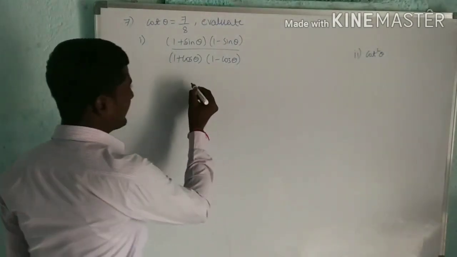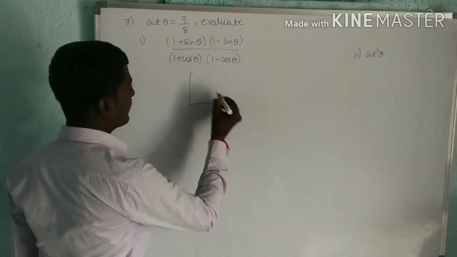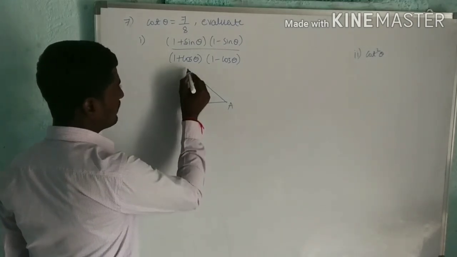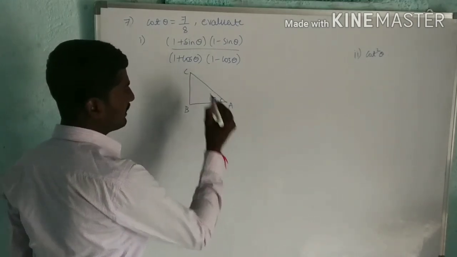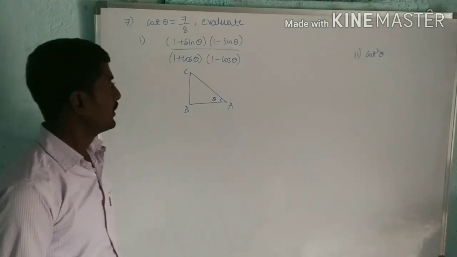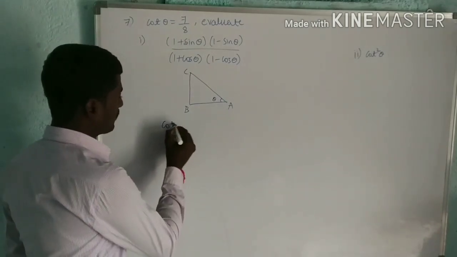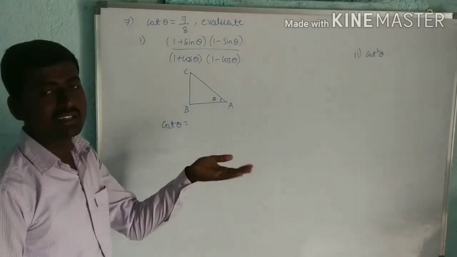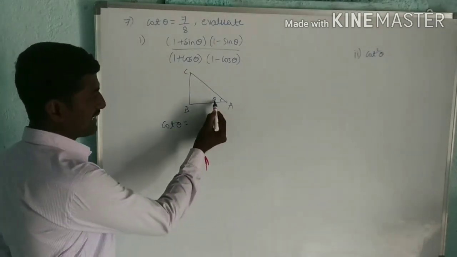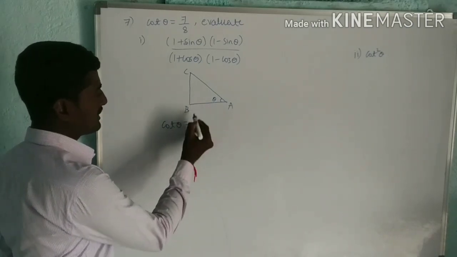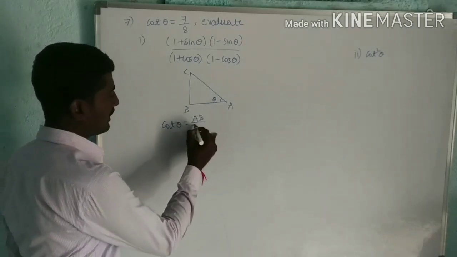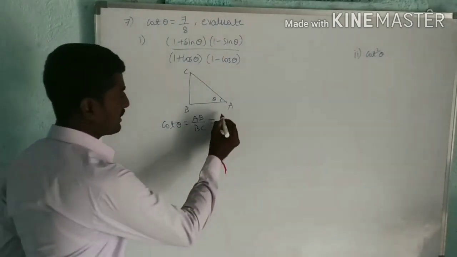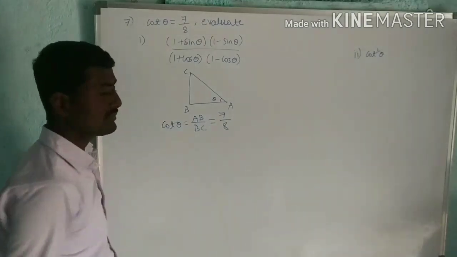Now let us take one right angle triangle. This is ABC, and I will take this angle as theta. Now cot theta, according to the diagram, is nothing but adjacent divided by opposite. For theta, adjacent is AB, opposite is BC. That is AB divided by BC. Now cot theta value they have given, that is 7 divided by 8.